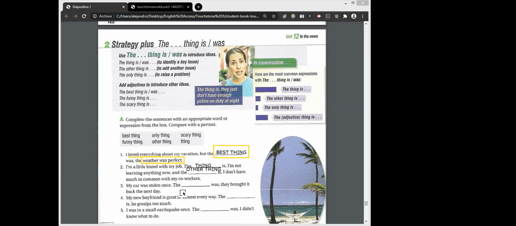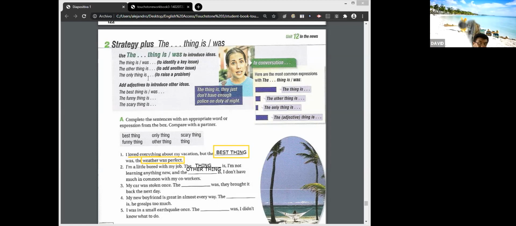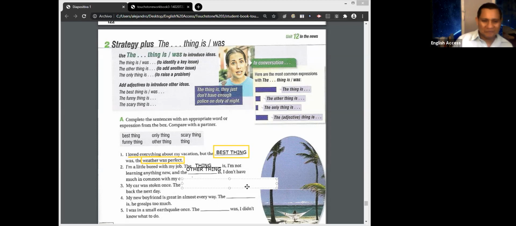Yes, Diana, please, can you help me with number 3? My car was stolen once. The only thing was they brought it back the next day. The only thing or the funny thing, because they brought it back the next day. Imagine your car was stolen and then the people bring it back to your house. So that would be the funny thing. Yeah, that was funny.